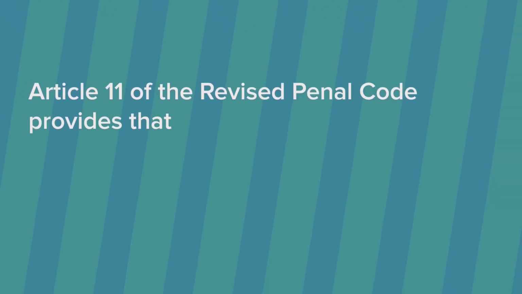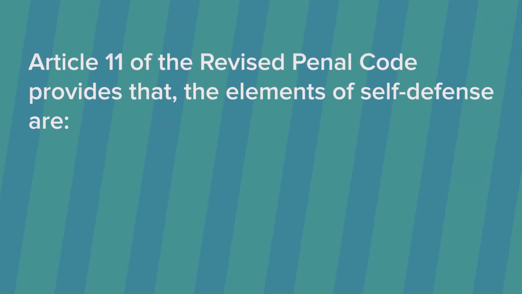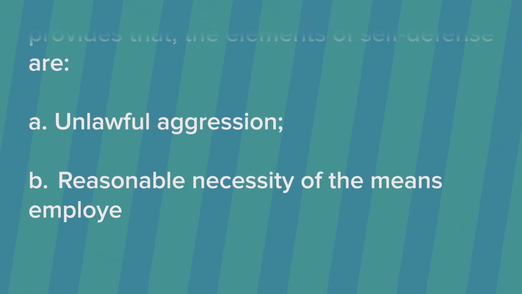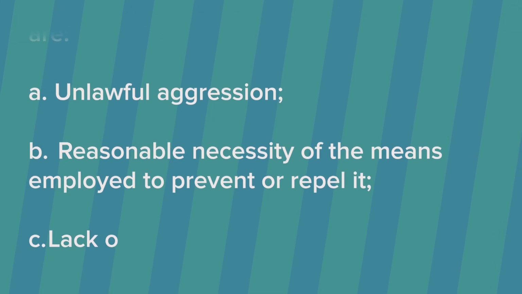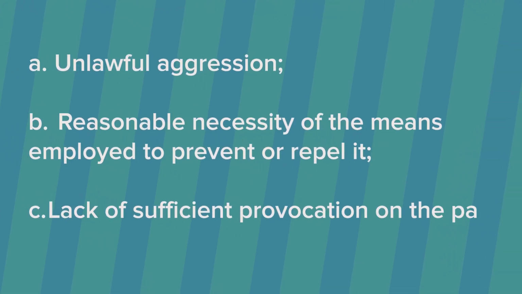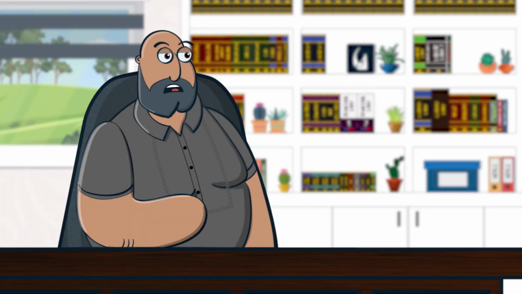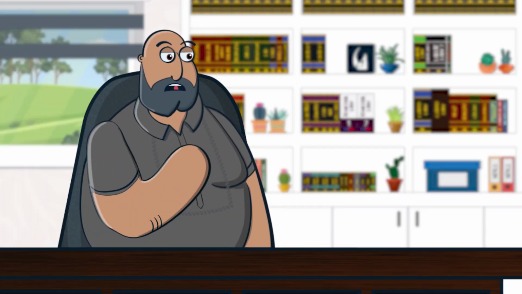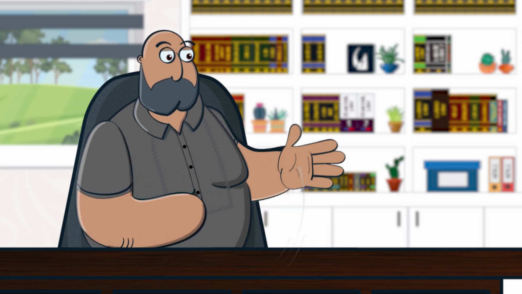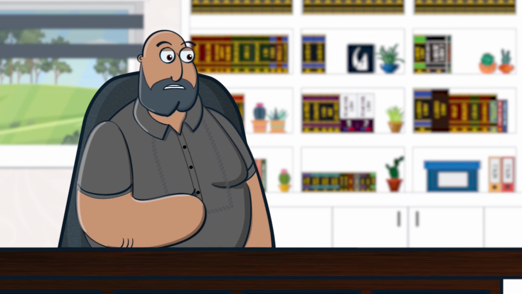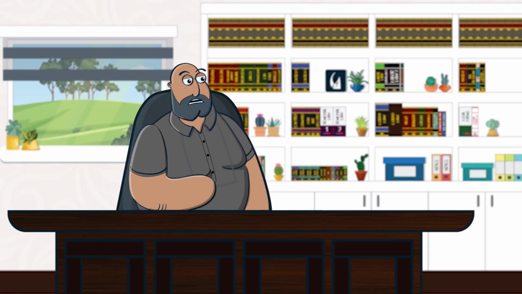Now let's talk about self-defense. Article 11 of the Revised Penal Code provides that the elements of self-defense are A. Unlawful aggression, B. Reasonable necessity of the means employed to prevent or repel it, C. Lack of sufficient provocation on the part of the person defending himself. Unlawful aggression is the most important among all of these elements. In Knock-Knock versus People, the Supreme Court teaches us that there can be no self-defense, complete or incomplete, without the presence of unlawful aggression.